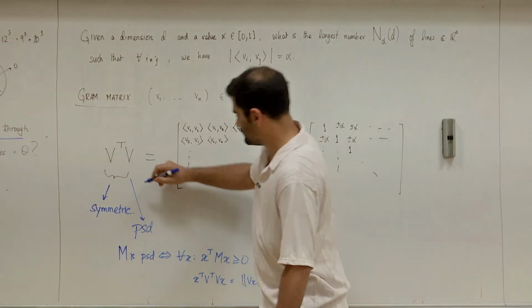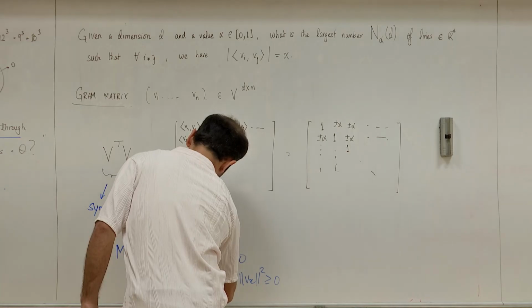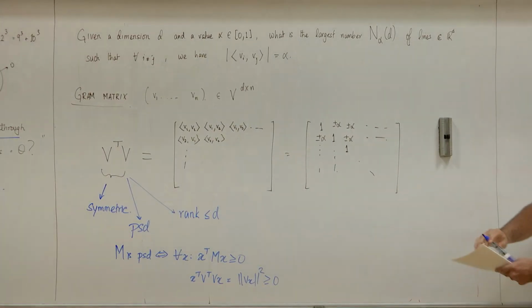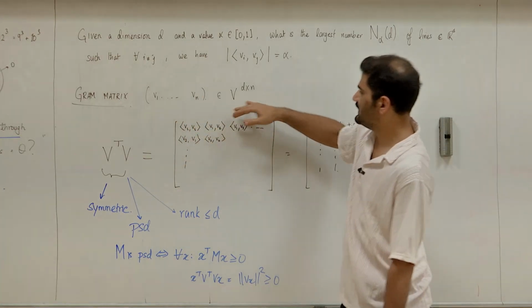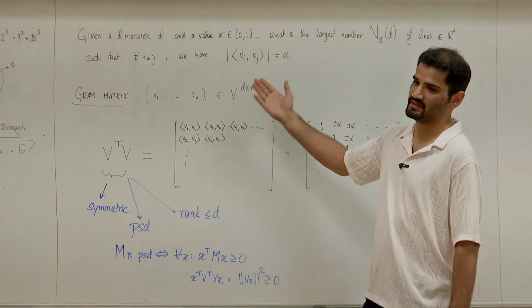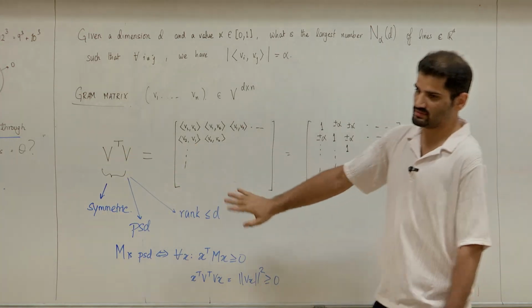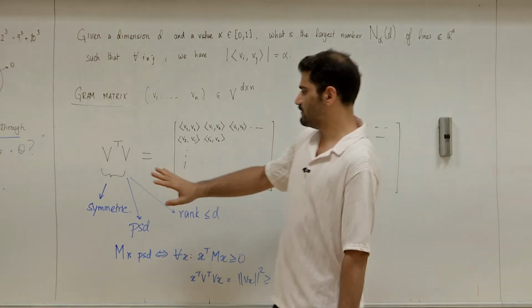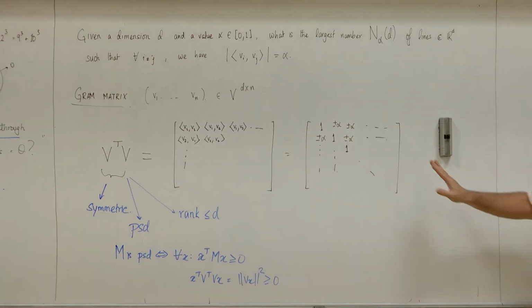The third property is that its rank is less than or equal to D. Why is this? Simply because it's coming from points that have D dimensions. So this matrix V, D times n, cannot have rank more than D because there are D rows. And the null space of V is also the null space of V transpose V. So the rank is at most D. So we want matrices that are symmetric, PSD, with rank at most D, and look like this.